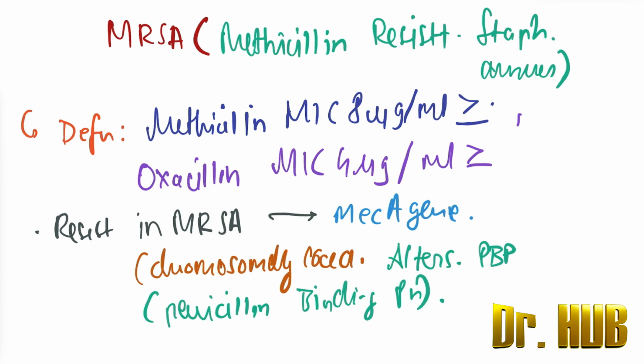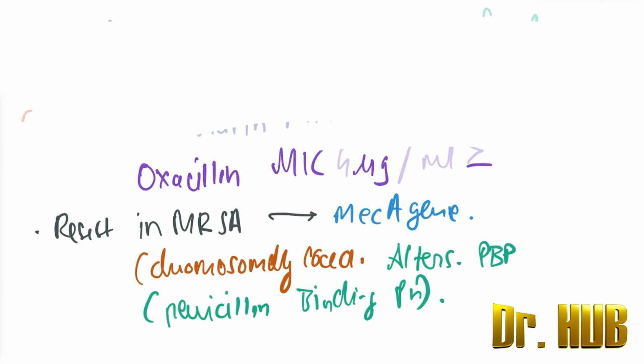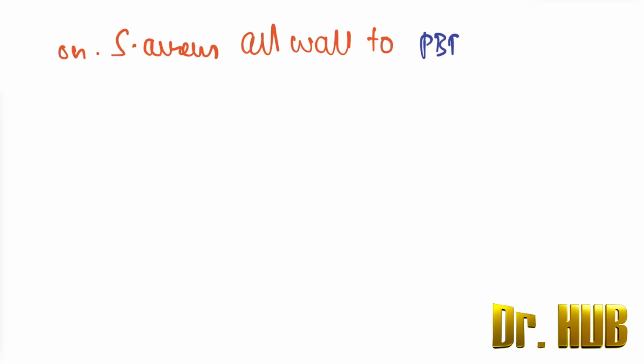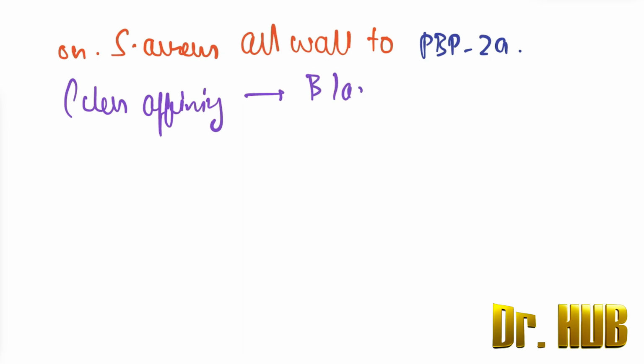and this is present on the staph aureus cell wall, and the PBP2A has a lower affinity to the beta-lactam antibiotics. So first we are going to see the penicillin binding protein.